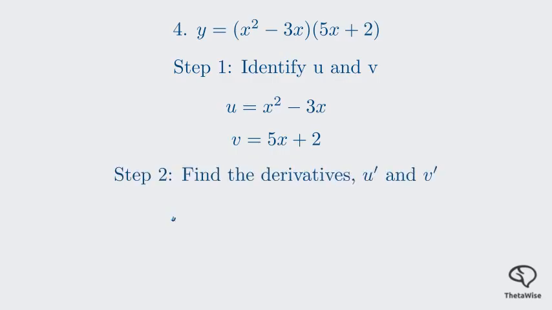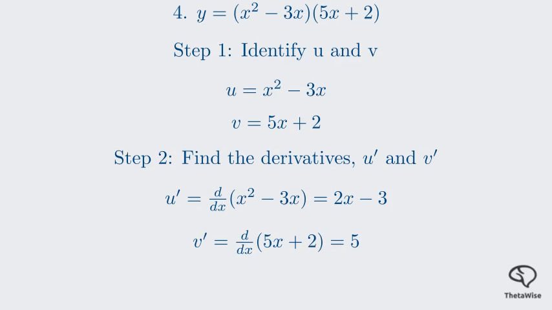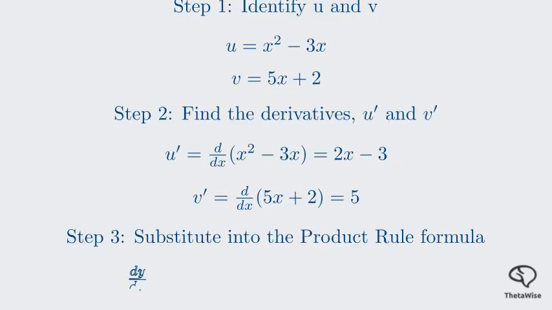For u, we apply the power rule to each term. The derivative of x squared is 2x, and the derivative of negative 3x is negative 3. For v, the derivative of 5x is 5, and the derivative of the constant 2 is 0. So u prime is 2x minus 3, and v prime is 5. Now we substitute these into the product rule formula. dy/dx equals u prime times v, which is 2x minus 3 times 5x plus 2, plus v prime times u, which is 5 times x squared minus 3x.